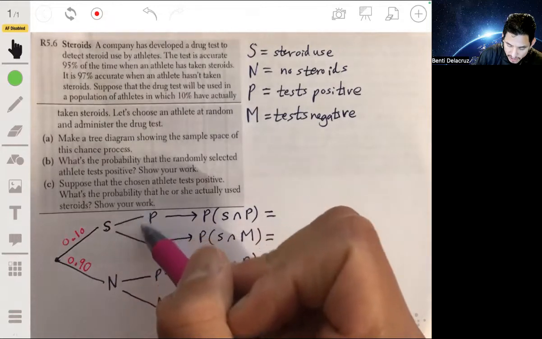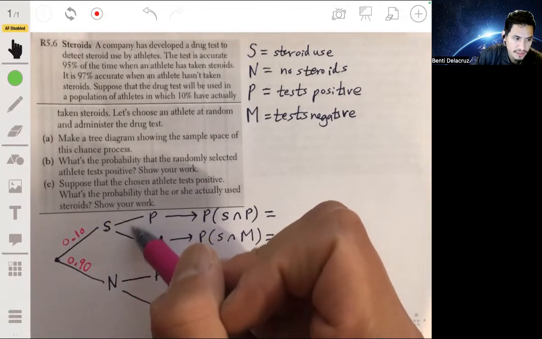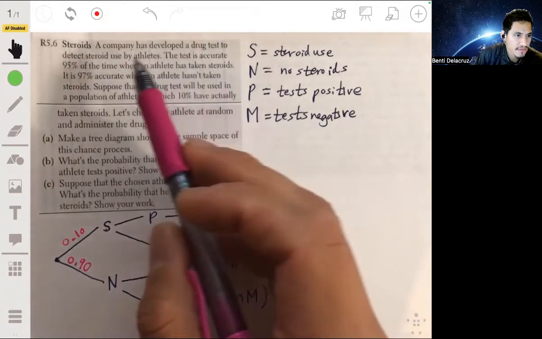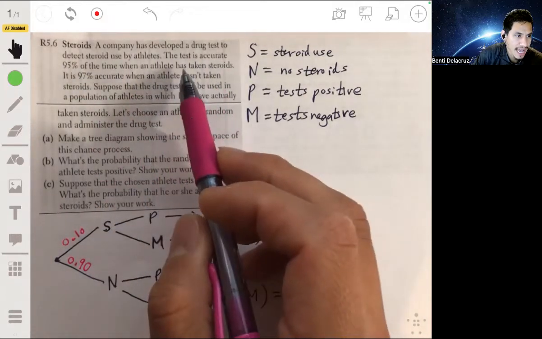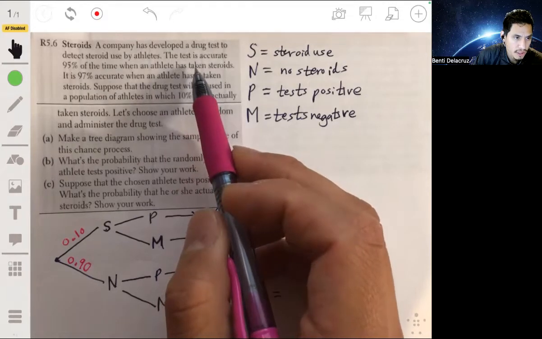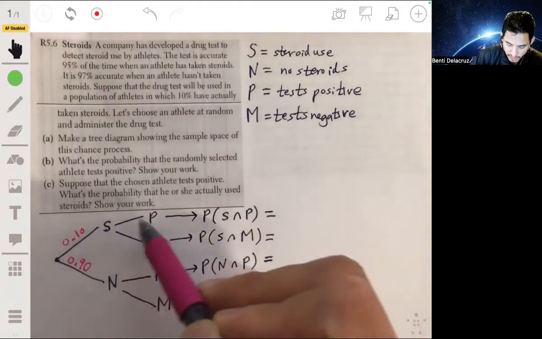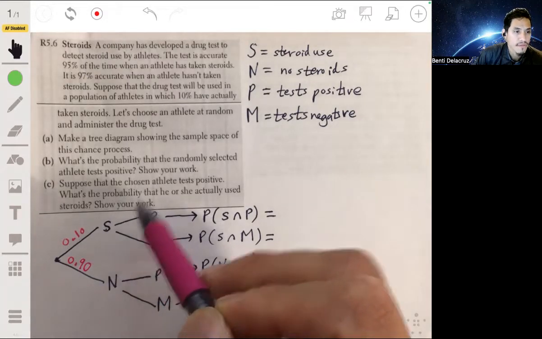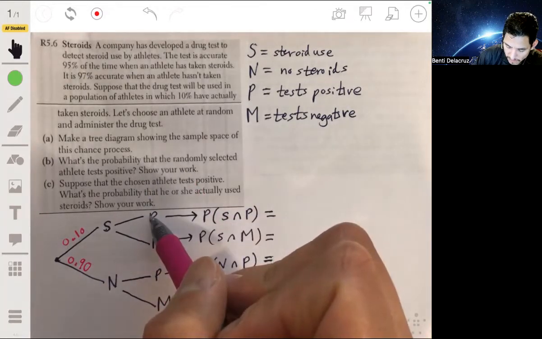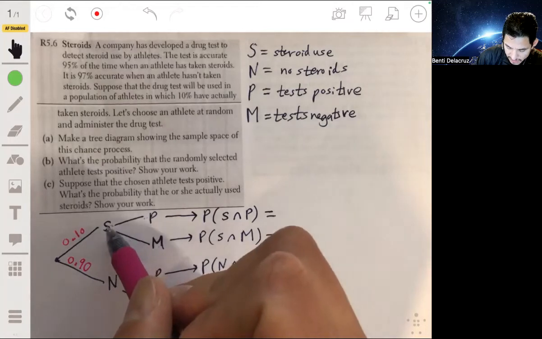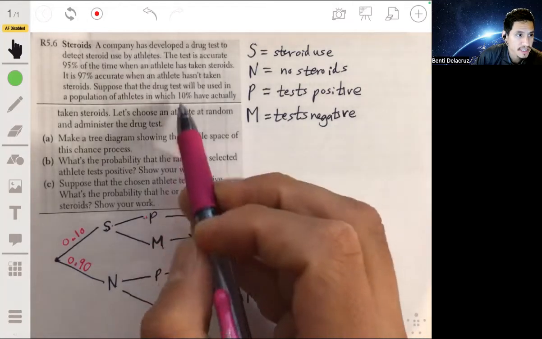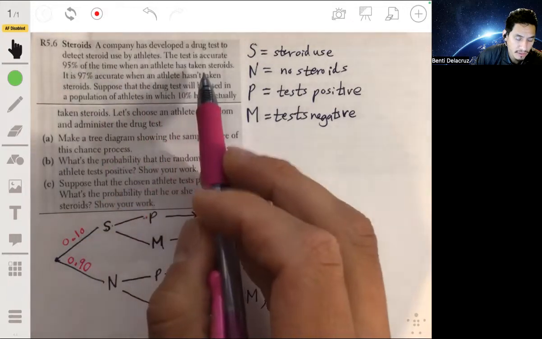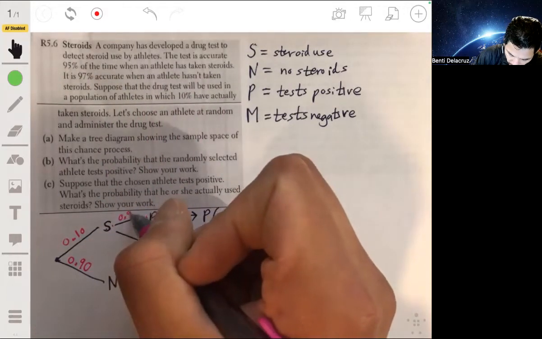Now let's look at these next two roads. It says the test is accurate 95% of the time when the athlete has taken steroids. So we're talking about the steroid user, going on this pathway and being this or this. For it to be accurate, they would have to test positive because they're a steroid user. So if it's accurate 95% of the time when you take steroids, it means 0.95 would go here.